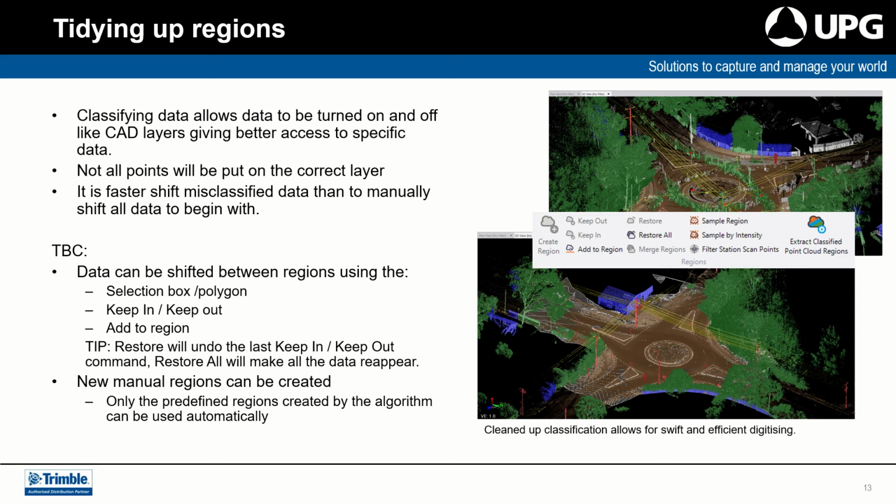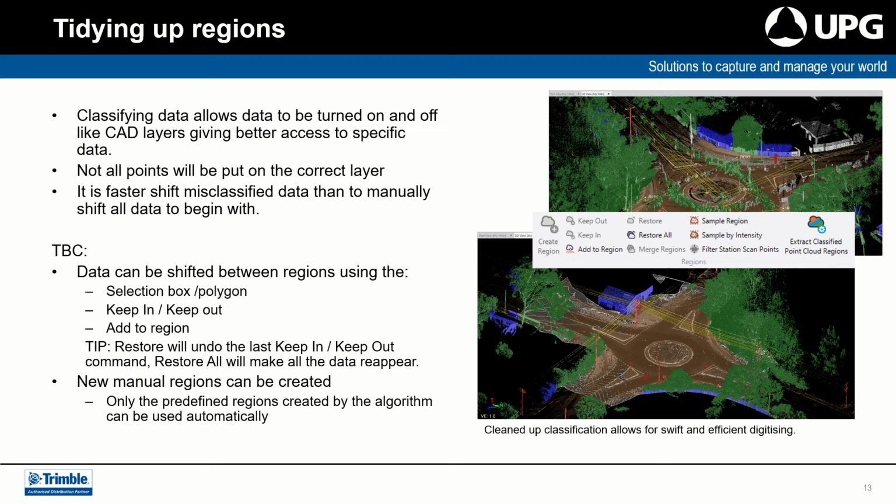You can create regions in Trimble Business Center and in RealWorks. However, these are not going to be automatically identified regions. So if you wanted to identify a car, for example, the create region tool can be used to create a car region. However, you would manually need to shift the data onto that region. The core classification regions that we discussed previously have algorithms behind them to identify those specific regions, and that's why they are there.